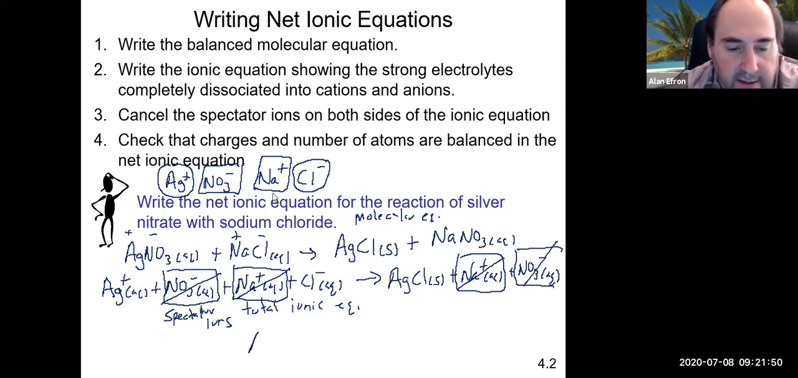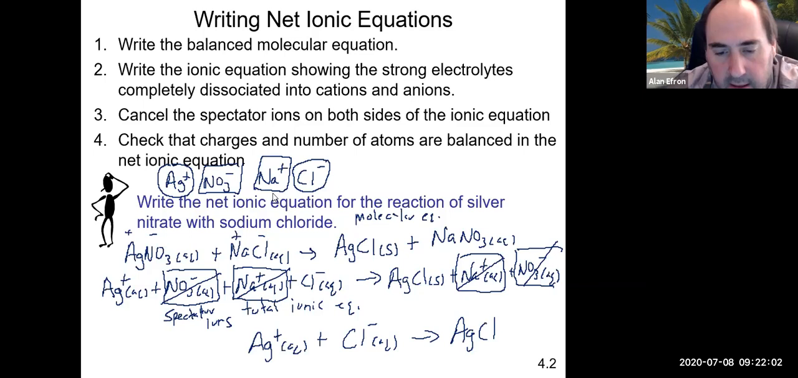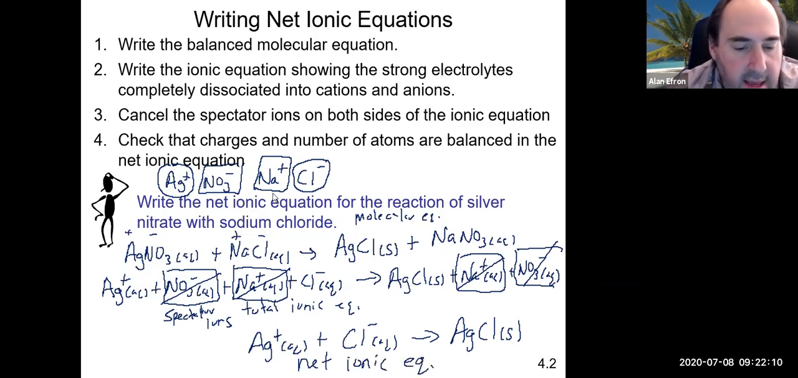And what we're left with is a silver ion plus a chloride ion coming together to make our silver chloride. And basically, this is our net ionic equation. Basically telling us that when we mix our silver nitrate with our sodium chloride, it is the silver ion from the silver nitrate that comes together with the chloride ion from the sodium chloride that makes this insoluble solid or precipitate.